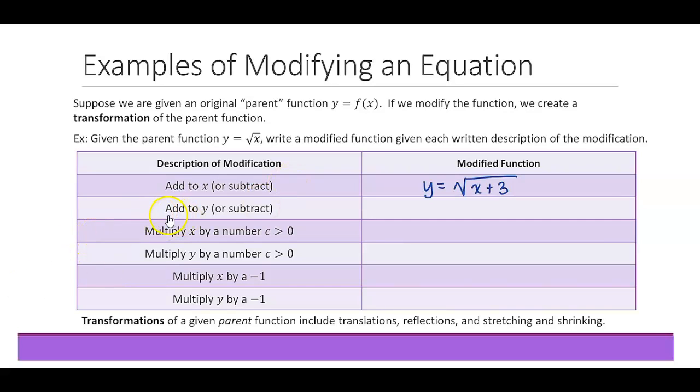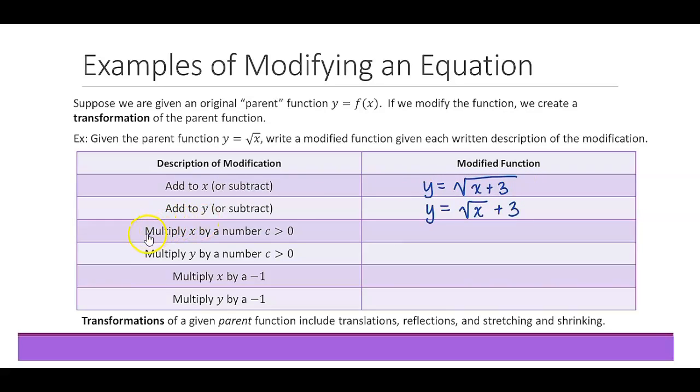If on the other hand we're told to add to y or subtract from y, then this time the addition or subtraction has to go outside of the square root of x. So we're looking at something that's y equals the square root of x, and then on the outside something like plus 3. That plus 3 we think about as adding to the y, as opposed to the first one, add to x, where we added 3 to the x that's underneath the square root.